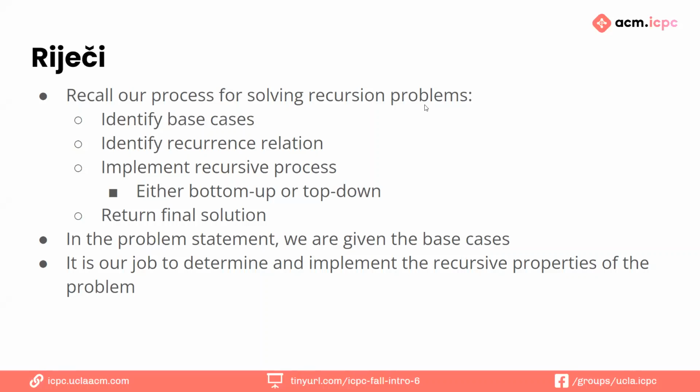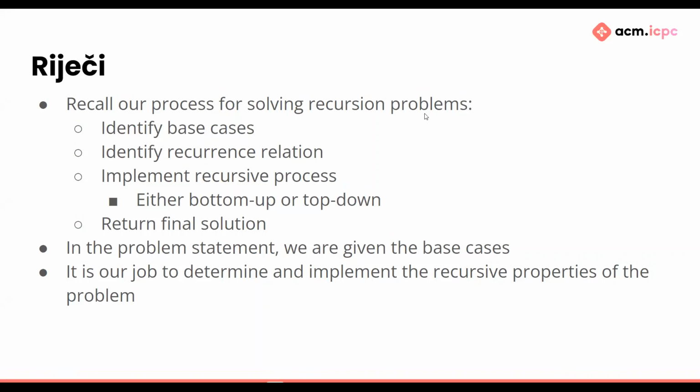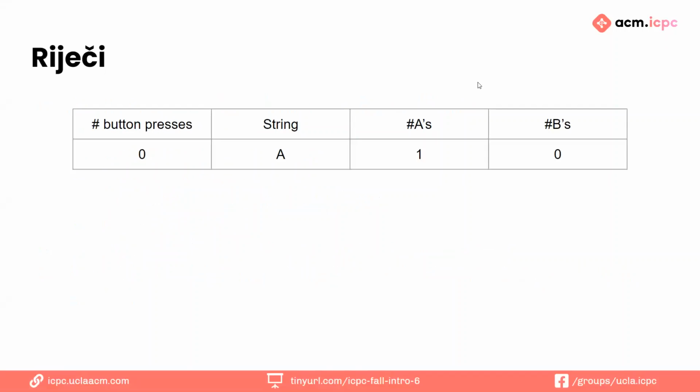So as Carson explained, with every dynamic programming problem, we want to identify the base cases, the recurrence relation, and then eventually implement the recursive process. So in this case, our base case is when we start out, we have a string that's just A. So our number of A's is 1 and our number of B's is 0. And after we press it 1 time, the A becomes a B. And so we have 0 A's and 1 B.